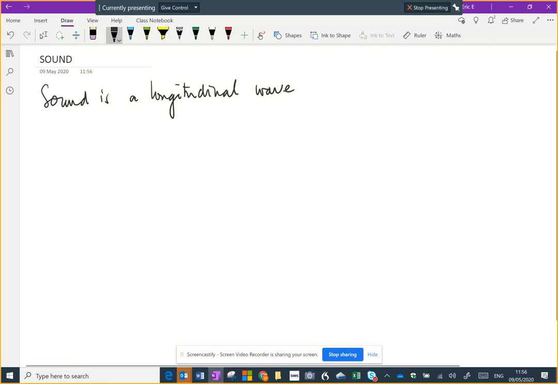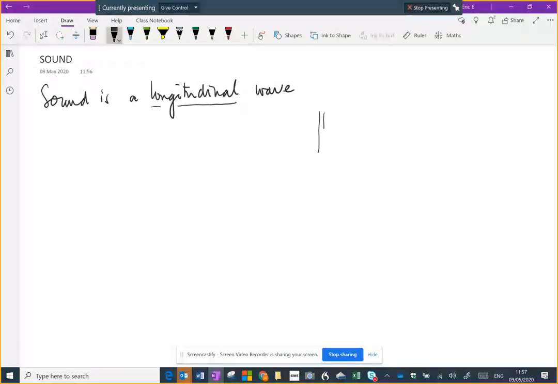I'm delighted. So we have to explore what we mean by longitudinal. What this means is instead of the oscillations occurring up and down like a water wave, the oscillations occur backwards and forwards. So we usually demonstrate this by showing a thing called a slinky spring. You all know what a slinky spring is.